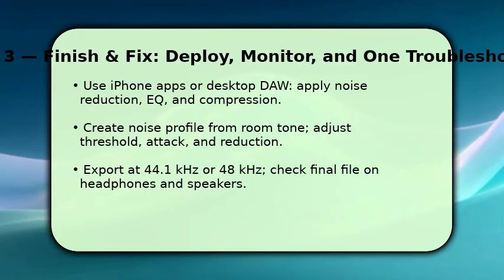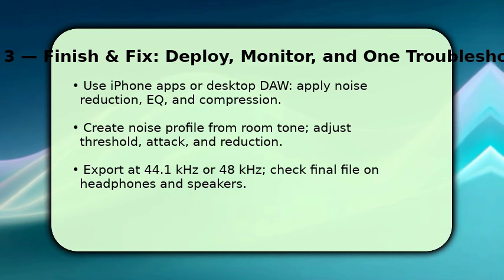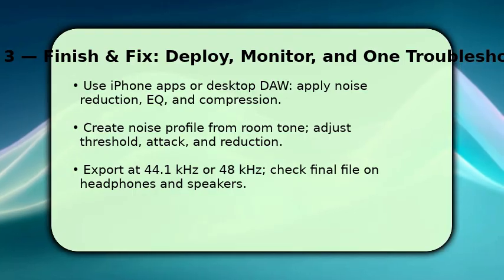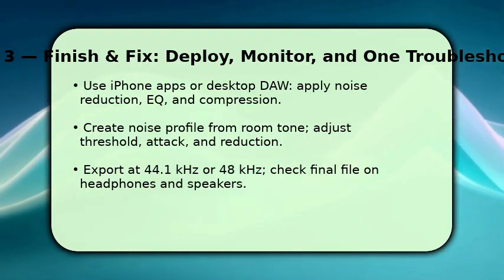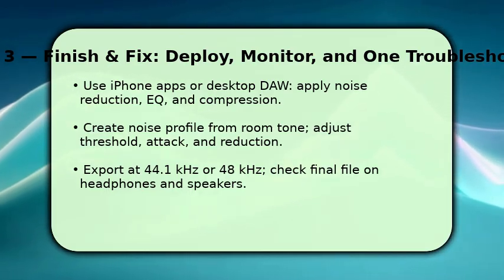Now edit. Import your clip into an app like Ferrite or a desktop DAW and load the room tone to create a noise profile, which tells the algorithm what to remove. Apply noise reduction with moderate reduction. Too aggressive makes artifacts. Then use EQ to cut remaining frequencies and a gentle compressor to even levels.